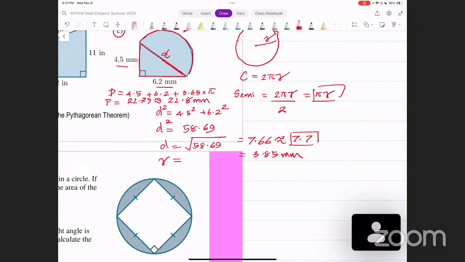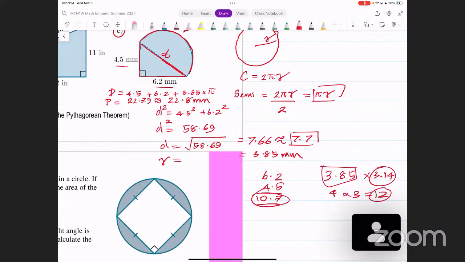So Vishali, where did you go wrong? Did you do 4.5 plus 6.2? If you guys want to learn, I will do the mental math, 10.7. And then you need to do 3.85 times it by 3.14. Let me do my estimate. 3.85 is around 4, 3.14 is around 3. It's 12. So if I add 12 plus 10.7, it's around 22. So Shreya got it right. So where did you go wrong, Vishali?